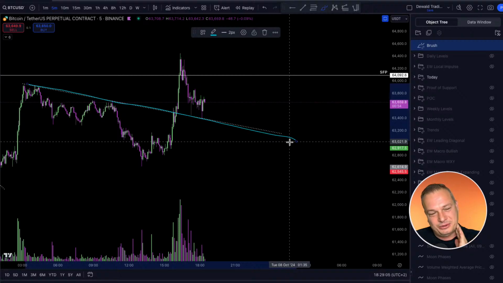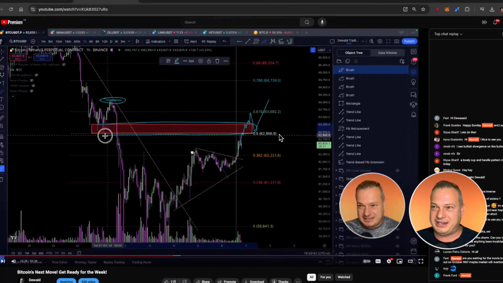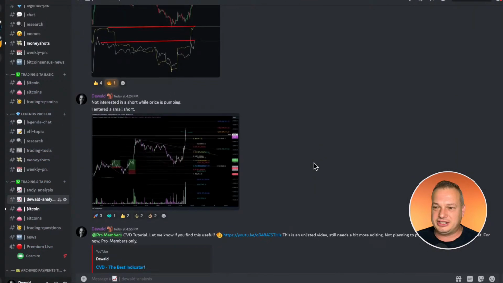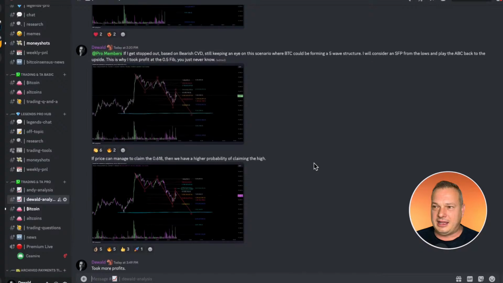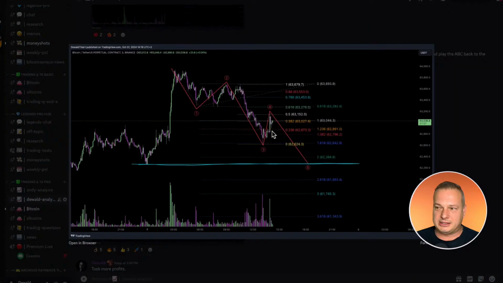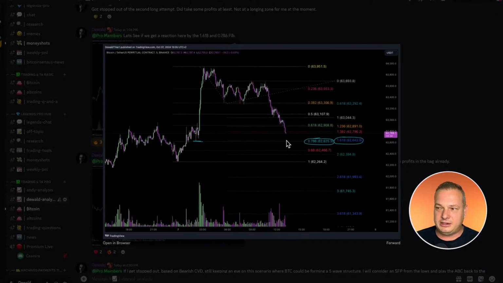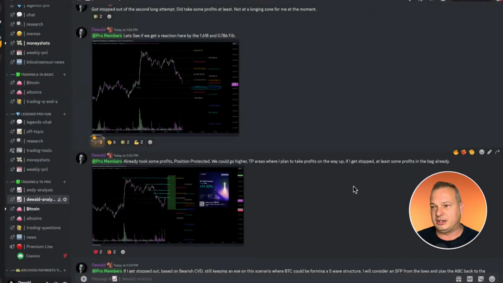Legends took absolutely legendary trades inside of the Legends Discord community. I just showed everyone here, Andy, that the analysis was literally just a screenshot that I provided. Price was still a little bit far away, and I said, I'm looking at this level for a potential long, and it played out to perfection.